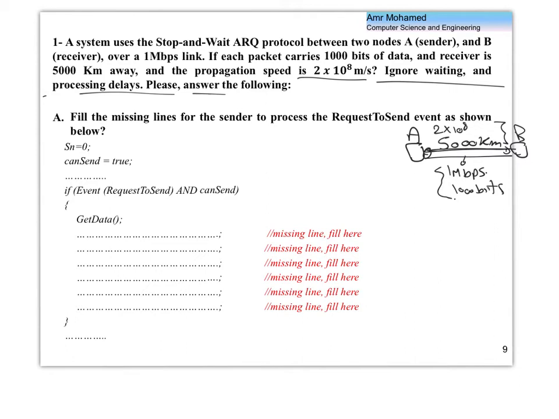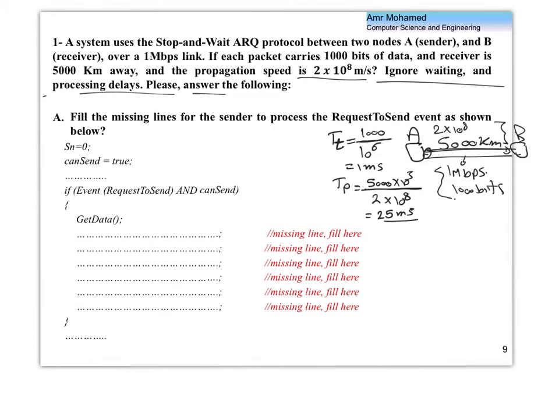So here we have to calculate the transmission delay. Of course, we are not asked yet to do it, but let's do it because it's in the second part. The transmission delay is simply the length of the frame divided by the bandwidth, which is 1 megabit per second. So this is 1 millisecond, right? The propagation delay is the distance, which is 5,000 kilometers, divided by the speed, which is 2 × 10⁸. This one is 50 times larger, so it's 25 milliseconds.